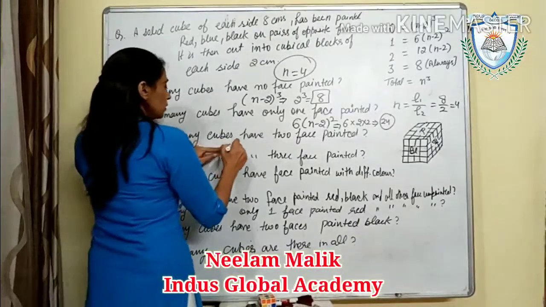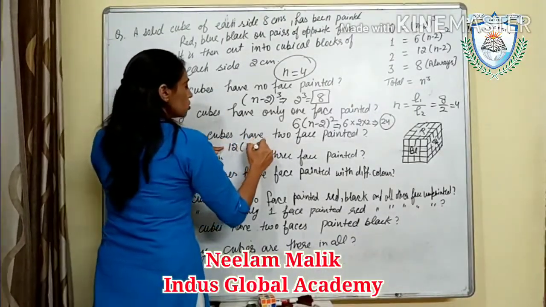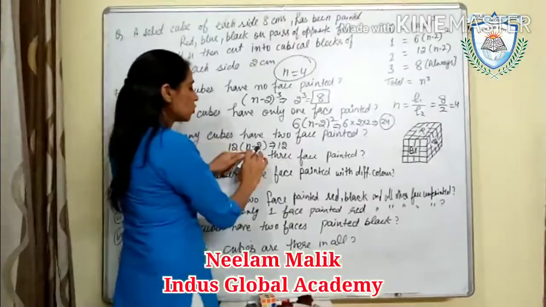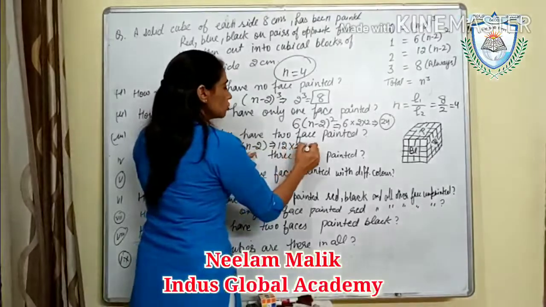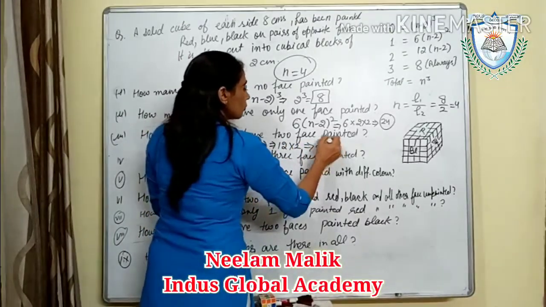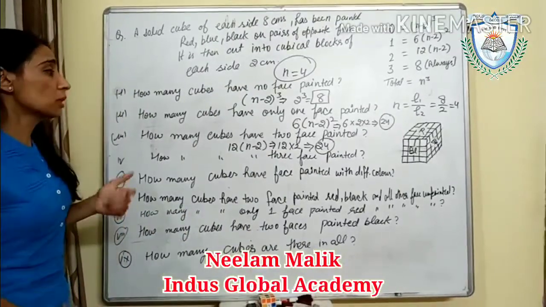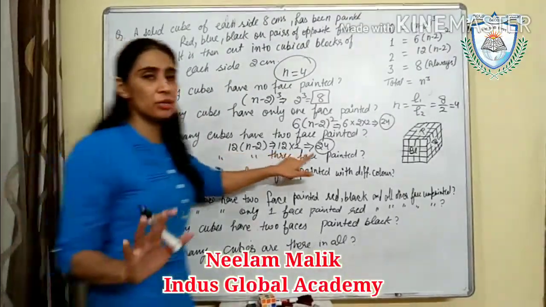So here it will be 12 into n minus 2. 12 into n minus 2, where n is 4, so 4 minus 2 is 2. So the answer is also 24. Okay, the answer is 24. Why 24? No need to explain, you can check this on your own at home.